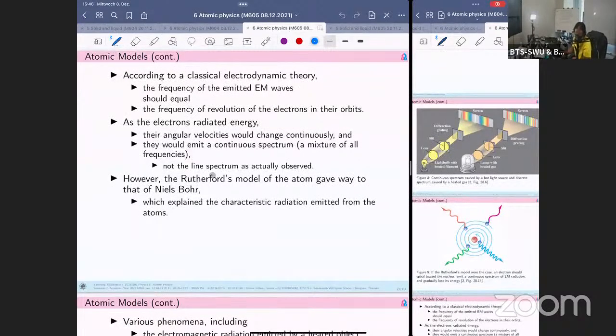Anyway, even Rutherford's model cannot give us a good, reasonable explanation of this phenomenon. That's why Bohr developed his atomic model based on the Rutherford model. Bohr used the Rutherford model in a better way.